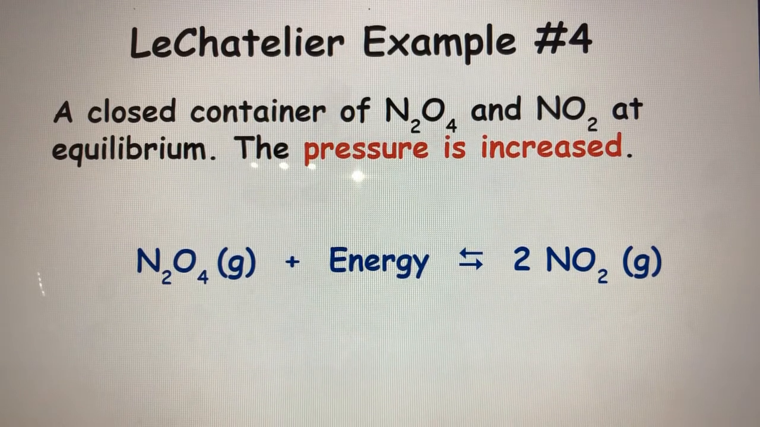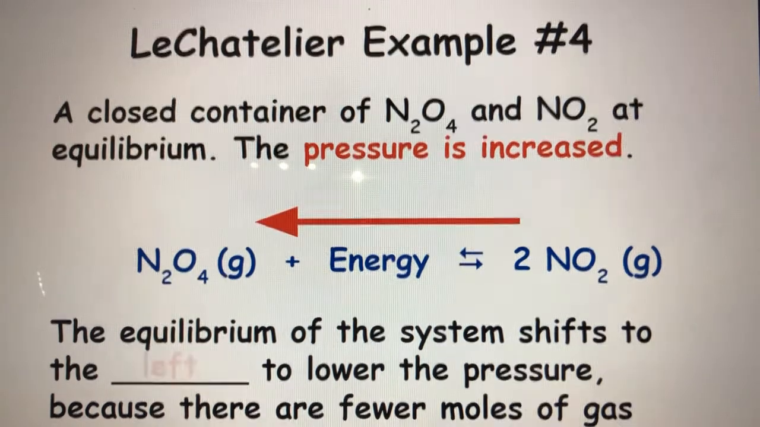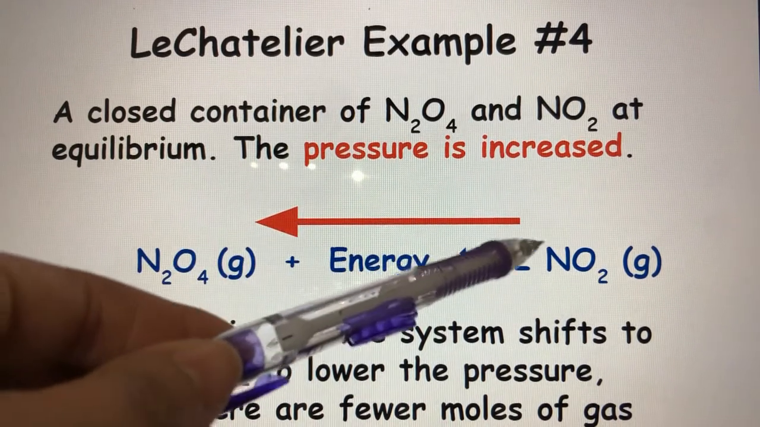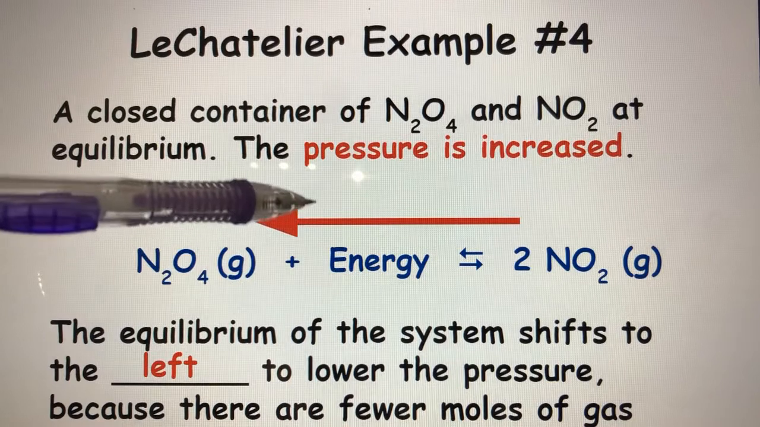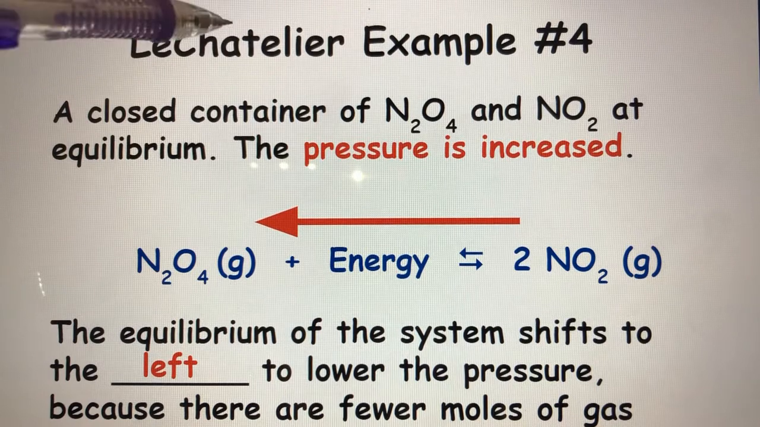So what happens here? The equilibrium of the system shifts to the left to lower the pressure because there are fewer molecules of gas on that side of the equation. In this case, you're going to have to count up your moles of gas. Moles are represented by the number in front of the molecule. And again, it says gas. If you have something that's a solid, you don't count it. If it's a liquid, you don't count it. You're looking for your gas molecules.